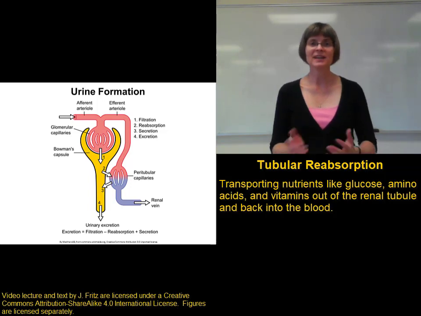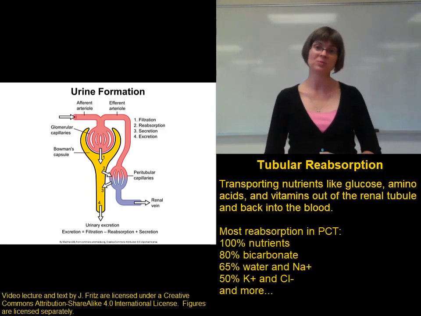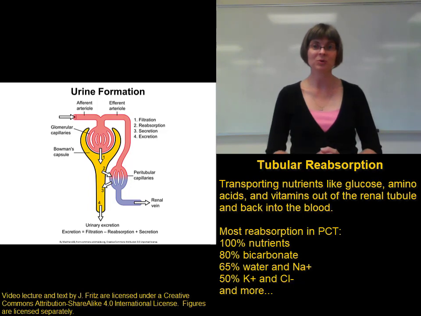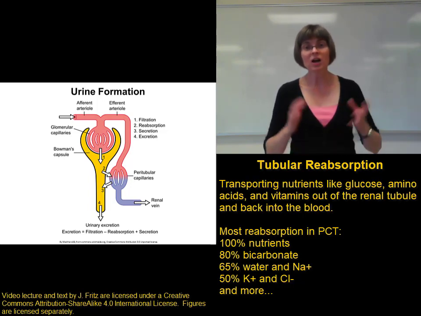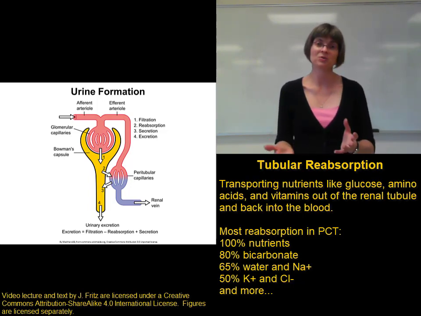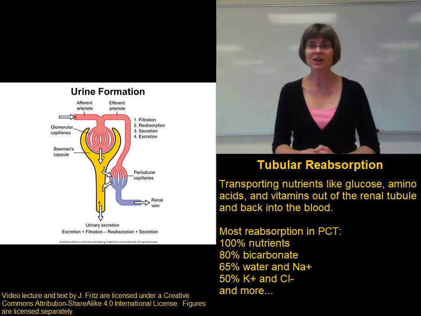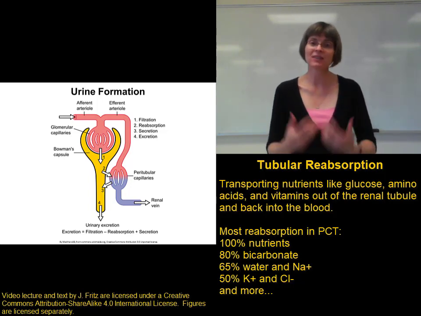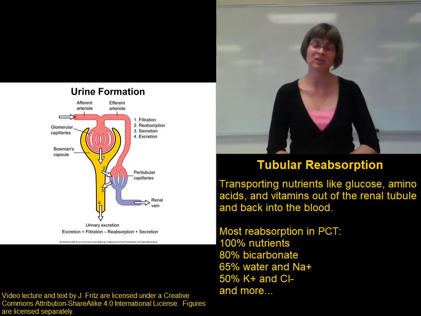Most of the reabsorption takes place in the proximal convoluted tubule. The proximal convoluted tubule, or PCT, reabsorbs 100% of the nutrients that are going to be reabsorbed, as well as almost all the bicarbonate, a little over half the water and sodium, and about half of the potassium and chlorine. That's a lot of good stuff all absorbed in one section of the nephron, just the PCT.